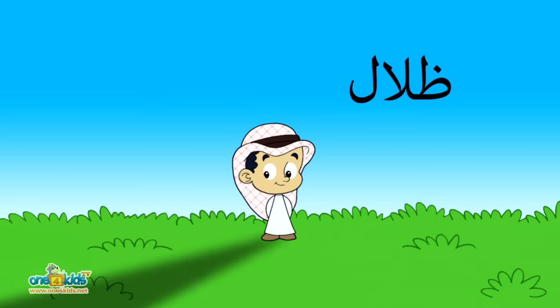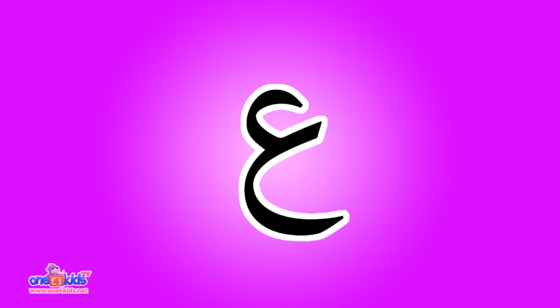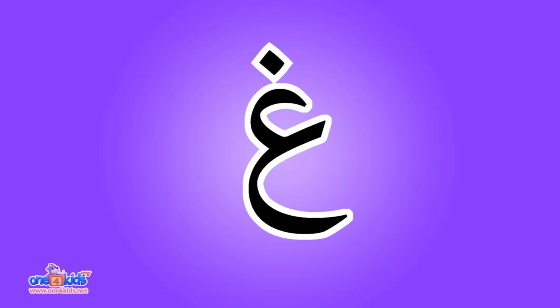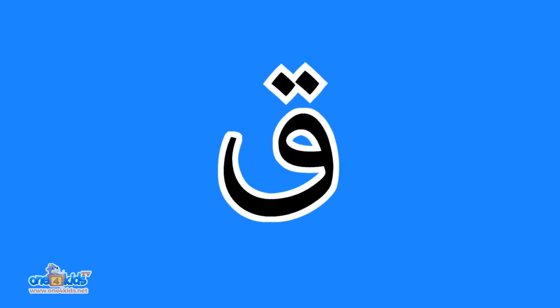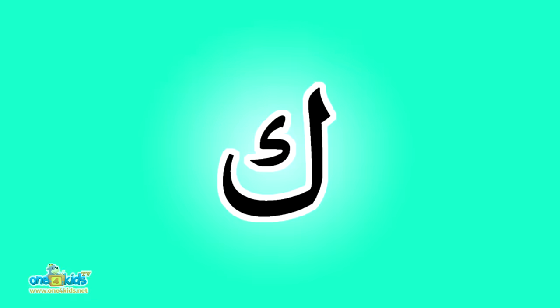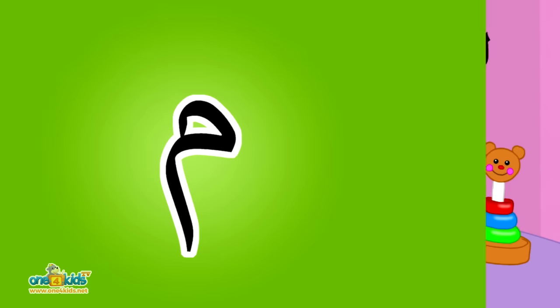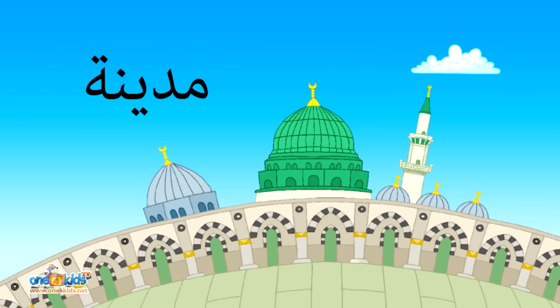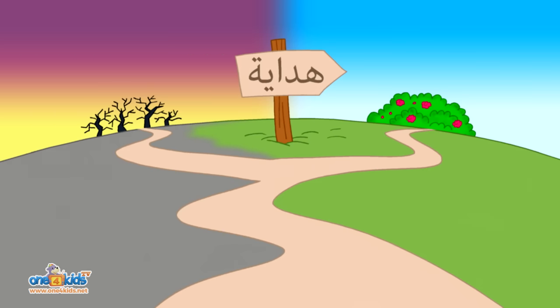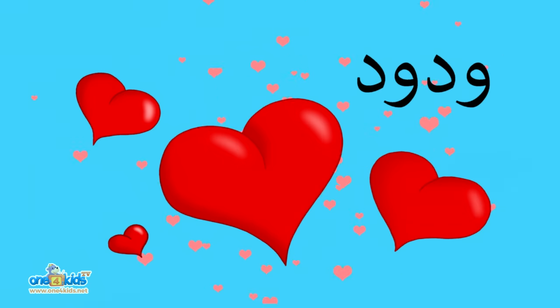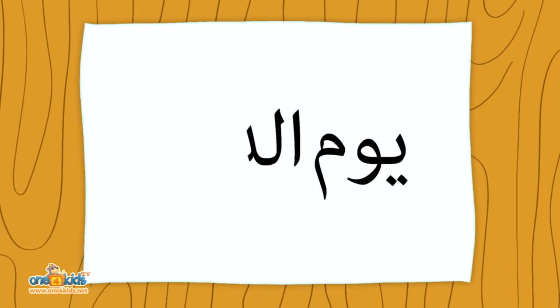Zha is for Zalim, Ain is for Ibadah, Ghain is for Ghafoor, and Fa is for Fatiha. Qaf is for Quran, Kaf is for Kitab, Lam is for Latif, and Mim is for Medina. Noon is for Noor, Ha is for Hidayah, Waw is for Wadud, and Ya is for Yawmuddin.